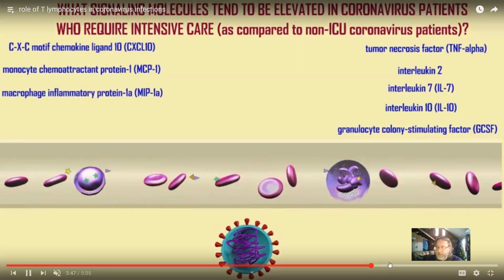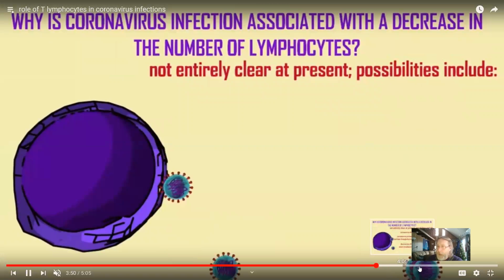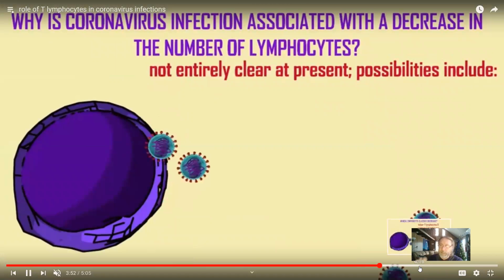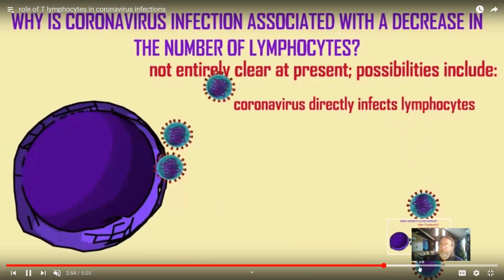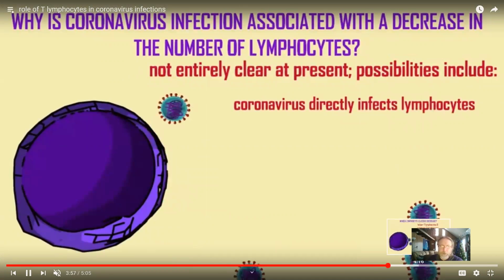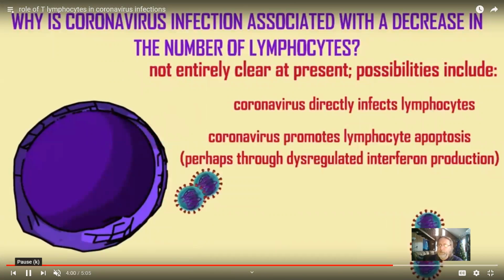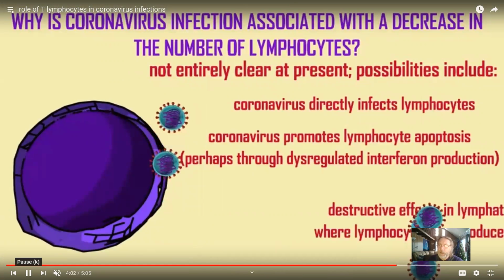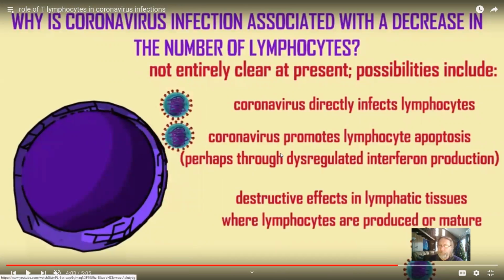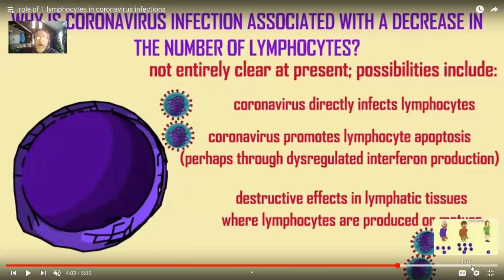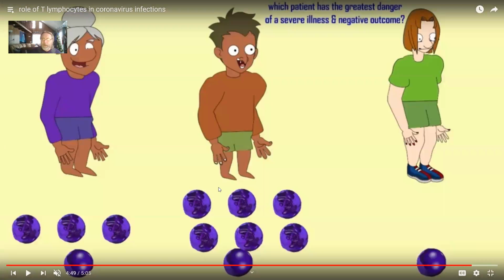Does coronavirus infect and kill T lymphocytes? Possible, but not yet known. So AIDS does. HIV kills T lymphocytes. Why the numbers are dropping so much in coronavirus, not entirely clear. Does it promote their apoptosis? Does it destroy lymphatic tissue where they are made, etc.? Not entirely clear.